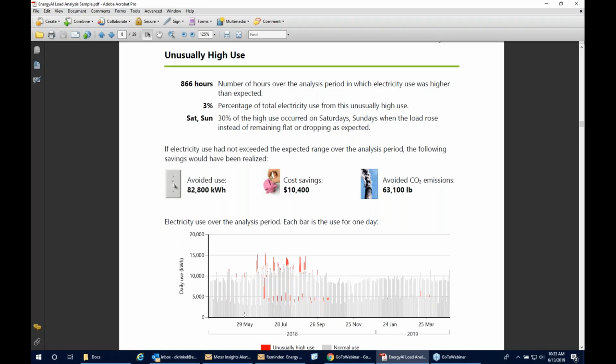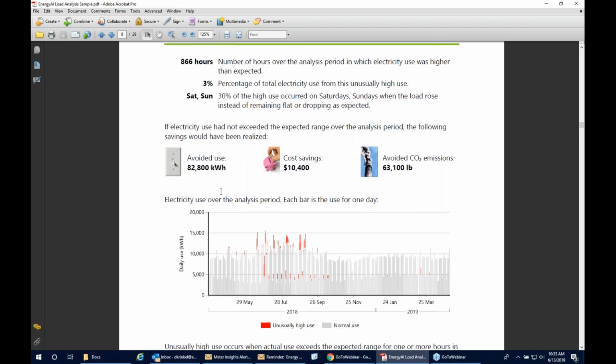This graph is showing us a full year of data, actually daily, so it's 365 days, and it's showing us when the actual usage exceeded the expected range, and that's the little bright red here. And you can see, like down here, this is when it happened on weekends, because weekends are lower use, so they're the lower days. And we can see up here 30% of the high use occurred on Saturdays and Sundays.